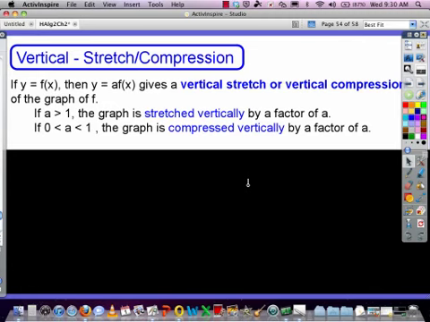Vertical stretch and compression. Look at the original setup. So we have if f of x is our function, then we have a multiplier out front of that function. So this is the new piece. It gives a vertical stretch or a vertical compression of the graph of f. If a, the value you're multiplying by, is greater than 1, the graph is stretched vertically, pulled by a factor of that a value. If that a value is between 0 and 1, the graph is compressed vertically, smashed together, shrunk. Now notice that they don't talk about the value of 1 at all. But if you think about it, if a is 1 and you're multiplying any function by 1, what's going to happen to it? That's why 1 is not included in the restrictions.